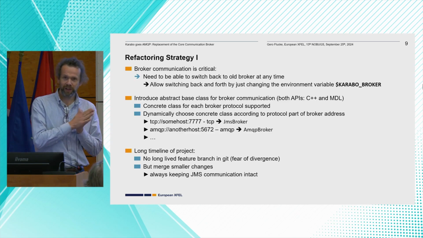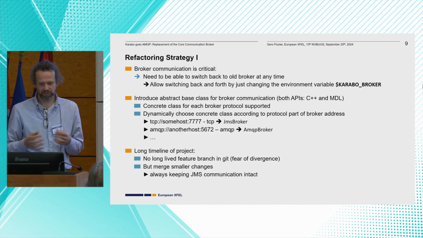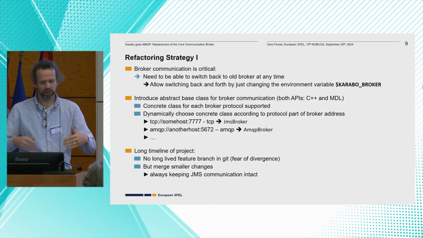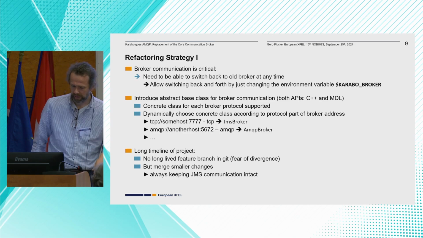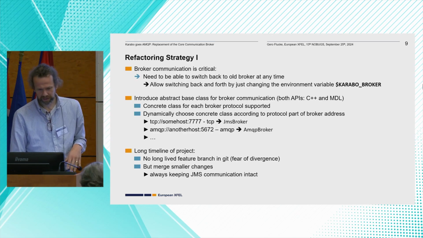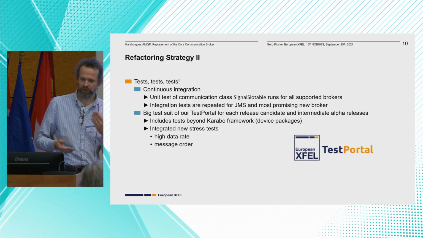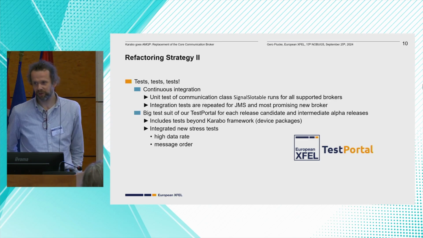So it was clear from the beginning this is a long-time project, and of course we don't want to have a long-lived feature branch in Git, which then diverges in some respect from what we do. So whatever we do, we develop further and keep the old system working and intact. And of course, in such a project for this critical infrastructure, you need tests. You can't do enough tests.